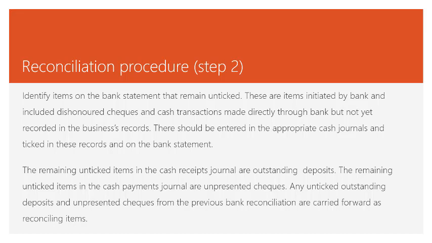Any remaining unticked items on the cash receipts journal are what we call outstanding deposits, which means the bank has not yet cleared these deposits. And unticked items in cash payments are what we call unpresented checks. Any unticked outstanding deposits and unpresented checks from the previous bank reconciliation are carried forward as reconciling items. There might be chances that in our previous bank reconciliation there were items that were outstanding or unpresented, but until now, for this month, they are not yet cleared. So again, they might be part of what we call reconciling items.